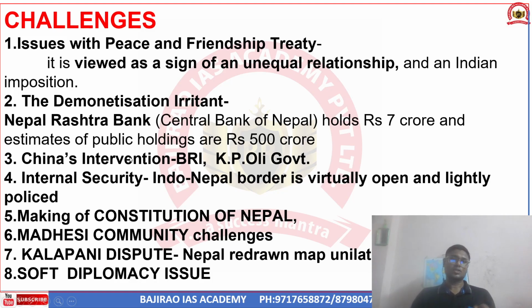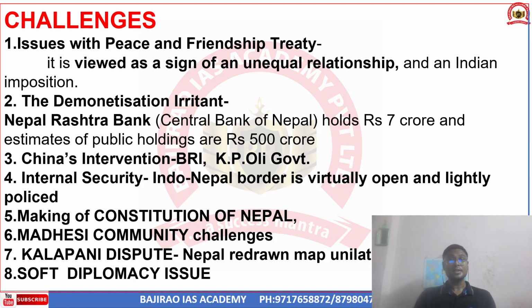And second, these are small issues which recently occurred. Due to demonetization, we demonetized 500 rupee notes and 1000 rupee notes. What happened, guys? In Nepal, they have Nepal Rastra Bank, which is the central bank of Nepal. It holds nearly 7 crore rupees, and it is also estimated the public has nearly 500 crore. This whole money became wasted because it got demonetized. So this created some wedge in our relationship.